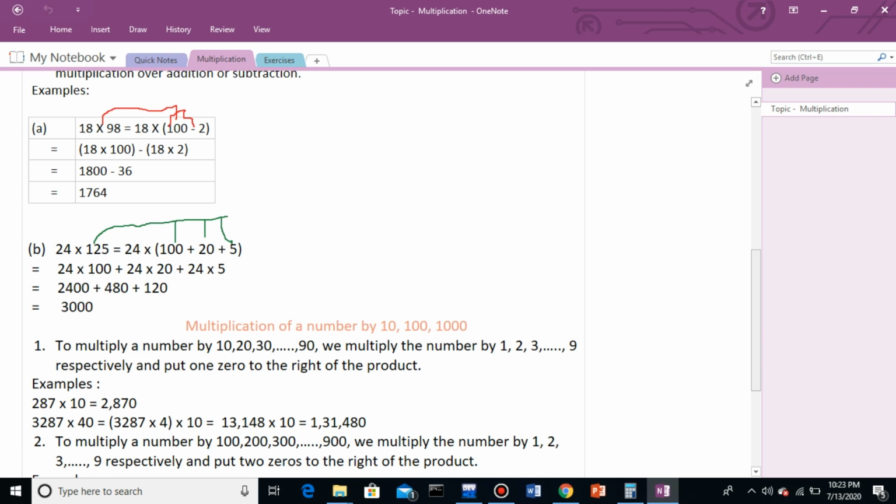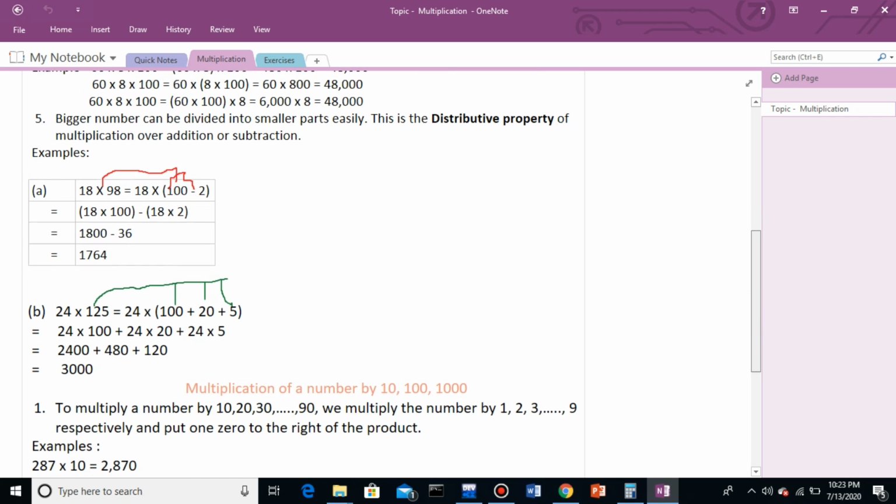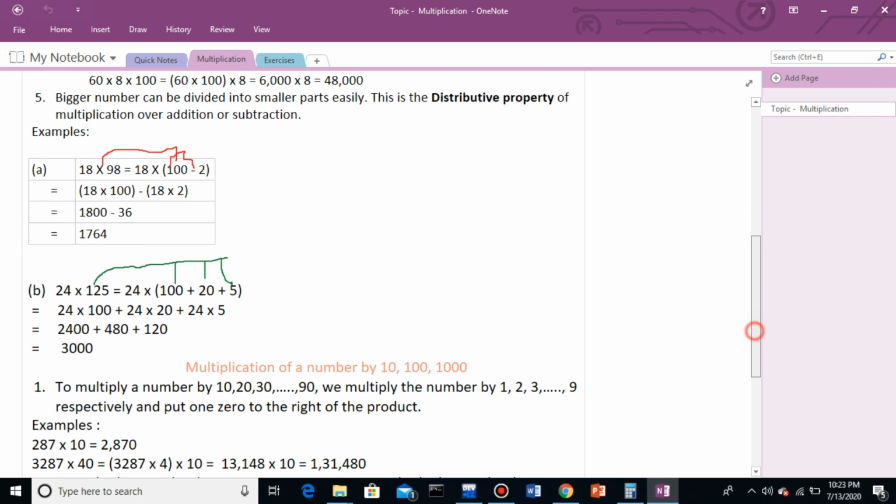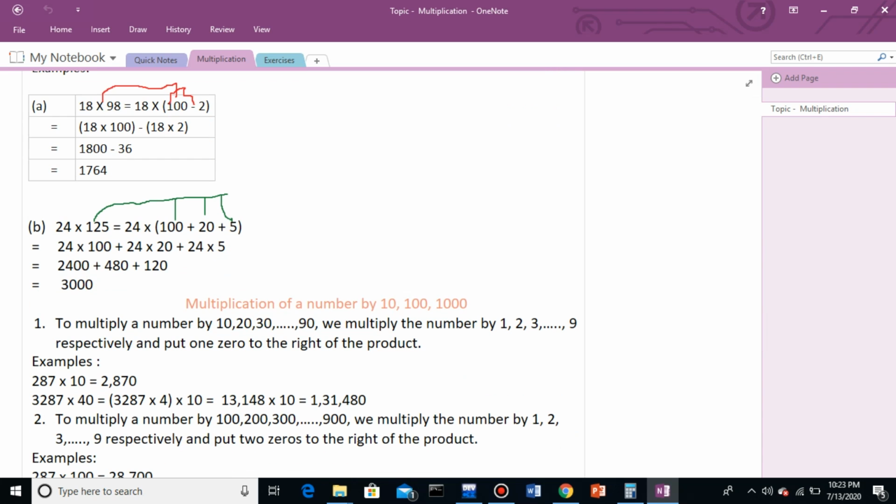So how easy was it, the distributive property of multiplication. Right? Did you understand? Yes, I think so. Okay.